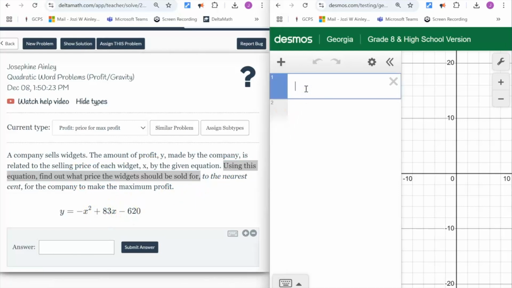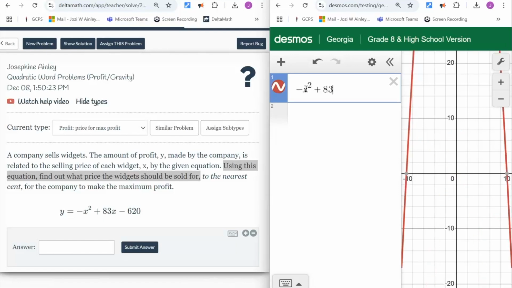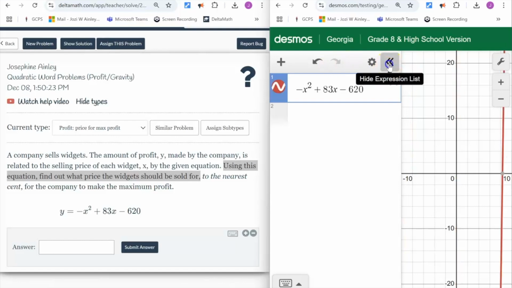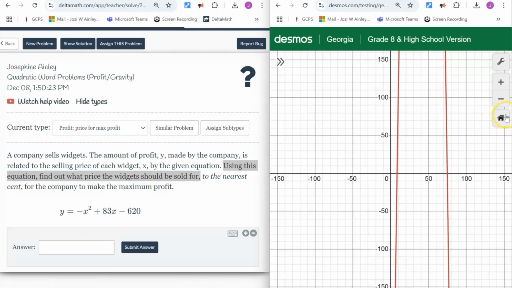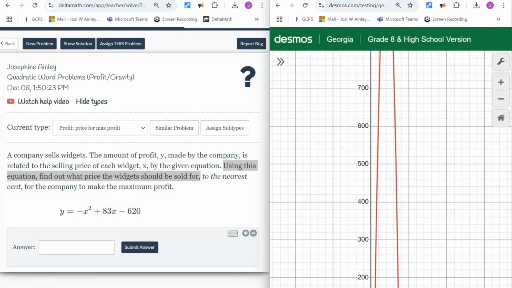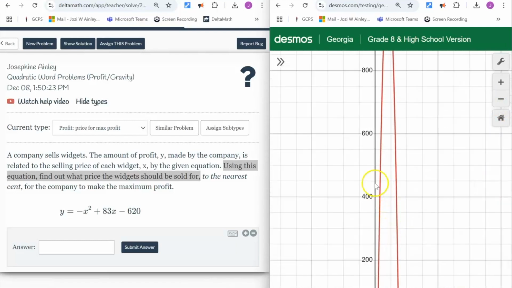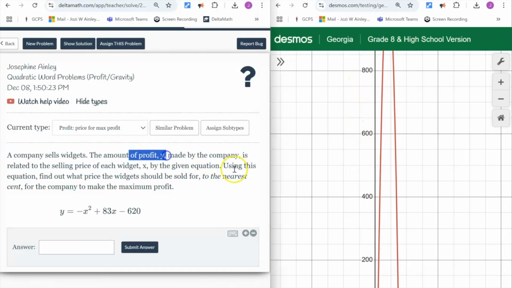We're going to go ahead and just type it right into Desmos to look at what the parabola looks like. Please make sure that you're typing in exactly what it says. All right, so this is the parabola. I'm just going to hide this real quick, zoom out so we can see it. The parabola is going up and it's coming back down, okay? So now that we have the parabola, you just need to understand what the axis means. Again, the y-axis is profit and the x-axis is price, the selling price. Now that you know that, you can answer whatever question they give you.